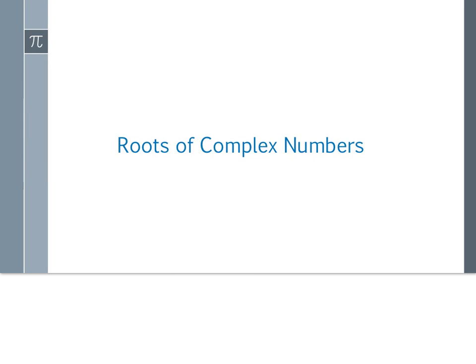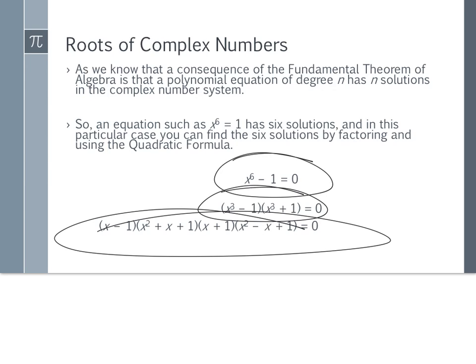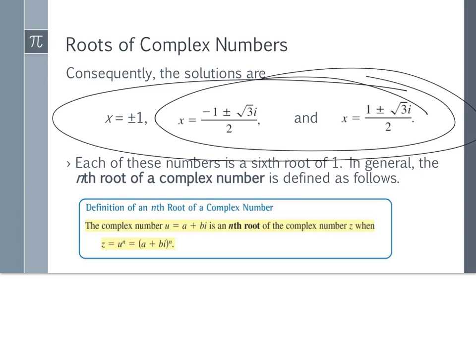Alright, so now we're going to find the roots of complex numbers. So remember when we factor, and let's say we have x to the 6th equals 1, it has 6 solutions. So we can break this up, factor it, we get this, continue to factor it, we get this, and then we have 6 solutions and they would look like this. So we have 2 real solutions and the 4 imaginary solutions. So now each of these numbers is a 6th root of 1.